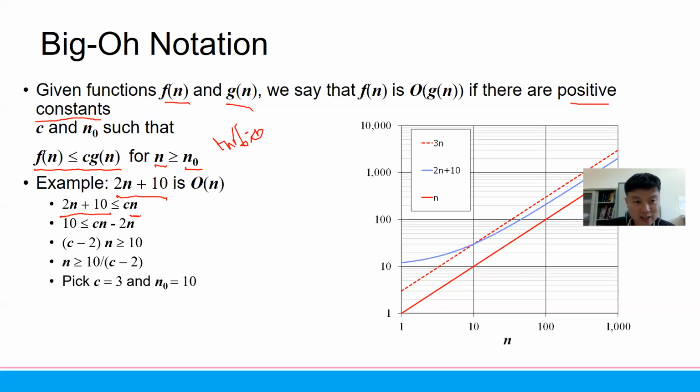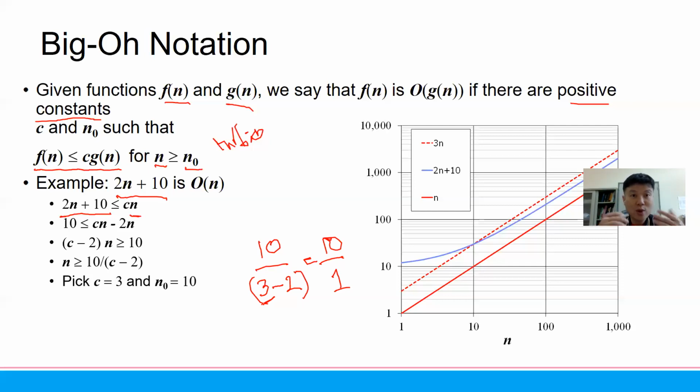For example, let's say you pick c equals 3 and n0 equals 10. Then if c equals 3, you have 10 divided by 3 minus 2, which is 10 divided by 1. So there is a positive constant, and the positive constant is 3, and then we get 10. And 10 means this is the initial value. So from the initial value of 10, you can have any number above 10, and the operation time will keep the same growth with the number of elements.